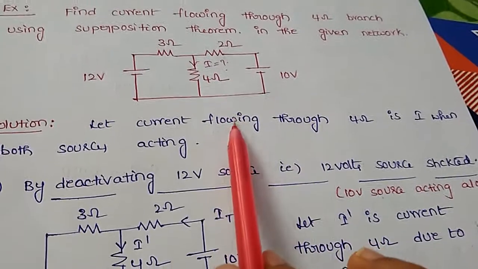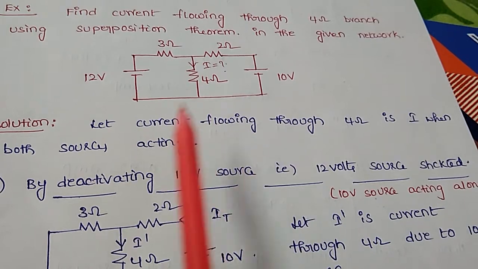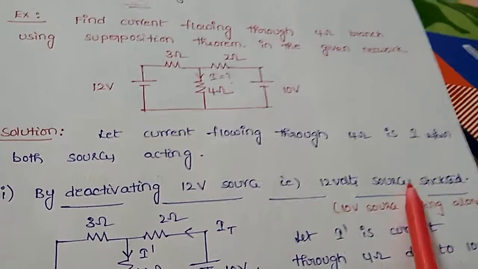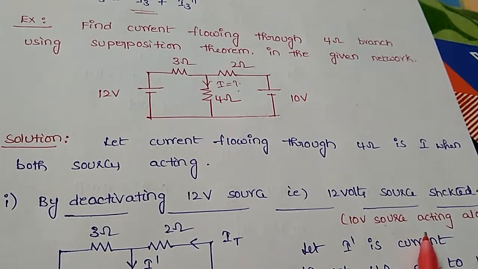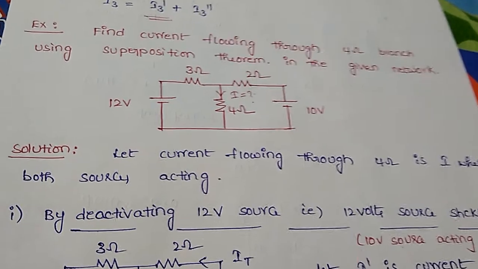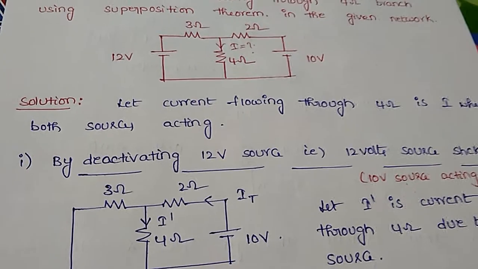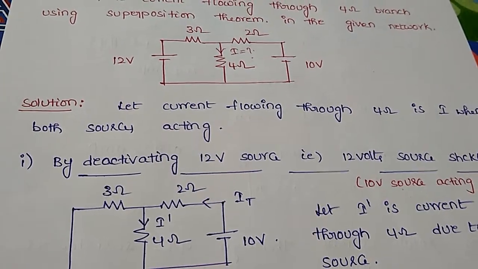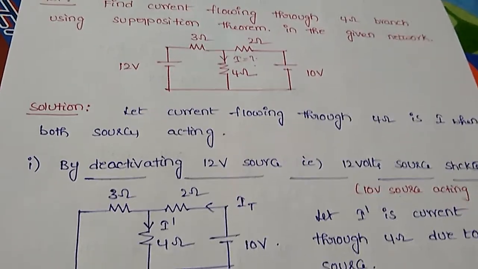Like this, if a network consists of 3 sources, then we need to consider only one source at a time by removing all the remaining 2 sources. Like this, we need to consider 3 individual responses, and then we have to sum up those 3 individual responses to find the total response. So simply we can apply superposition theorem to any DC network. Instead of calculating the response through that branch by considering all the sources at a time, which becomes complex.